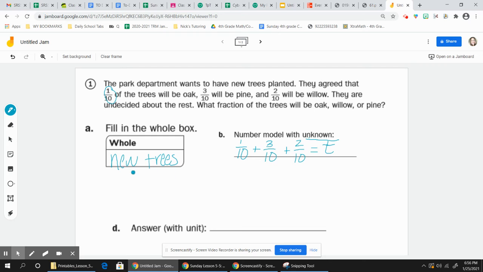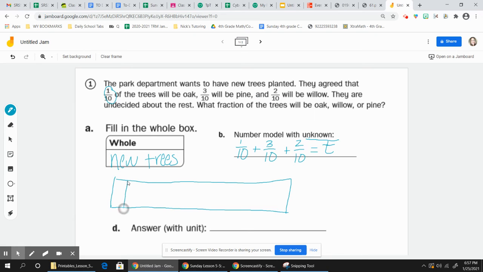Okay. So then I can show how to solve this using a visual. So I'm going to start by drawing a rectangle, and I am going to divide this rectangle into 10 equal parts. I know to divide it into 10 equal parts because we have a denominator of 10. So I know they are planting 10 total trees.